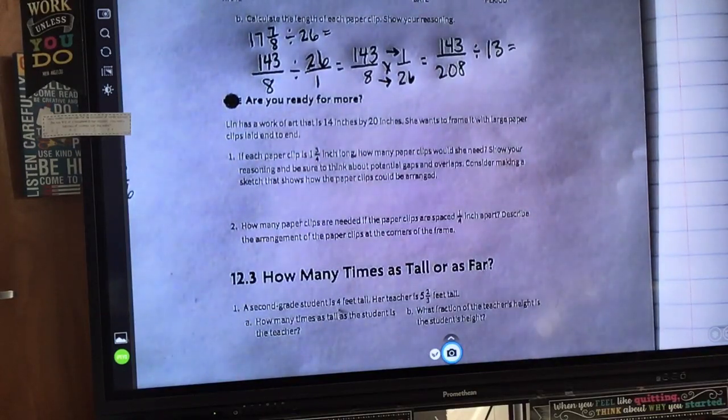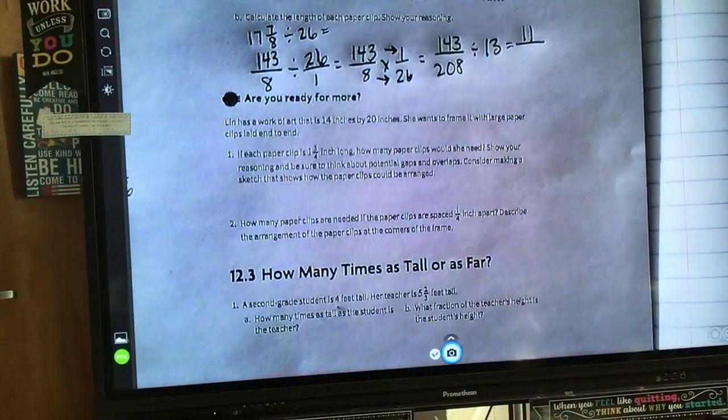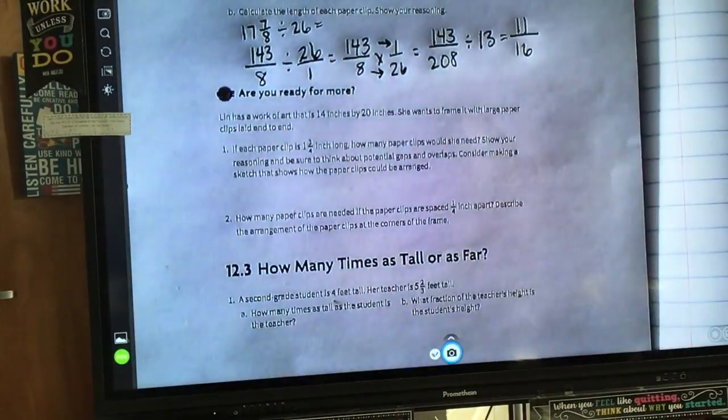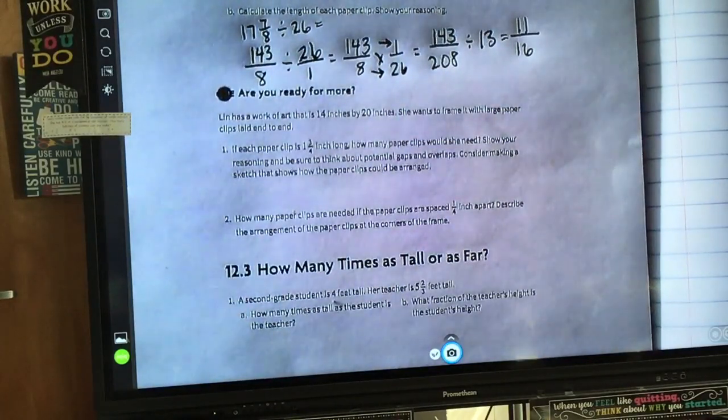So therefore, you should be pulling out 143 divided by 13. Then you should be pulling out 208 and dividing it by 13. All right, what is 143 divided by 13? Raise your hand. Lisa? 11. And what is 208 divided by 13? 16. So the length of each paper clip is 11/16. So it's a little bit over half. So you guys were right with your measurements over here.